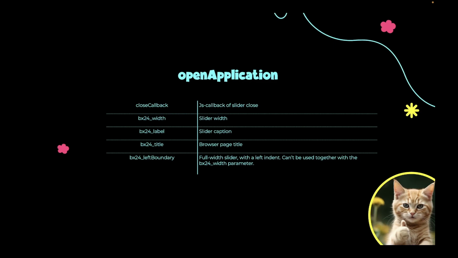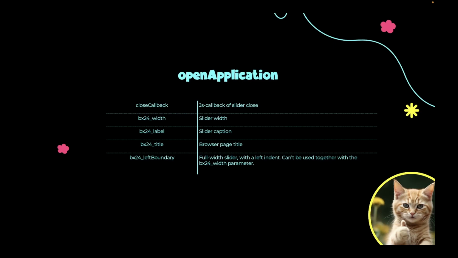You can specify the width of the slider within a fixed value or an offset from the left border of the browser. You can set various parameters to customize the slider's design, ensuring it aligns with your application's look and feel. You can define a JavaScript function as a callback to handle the closing of the slider by the user.